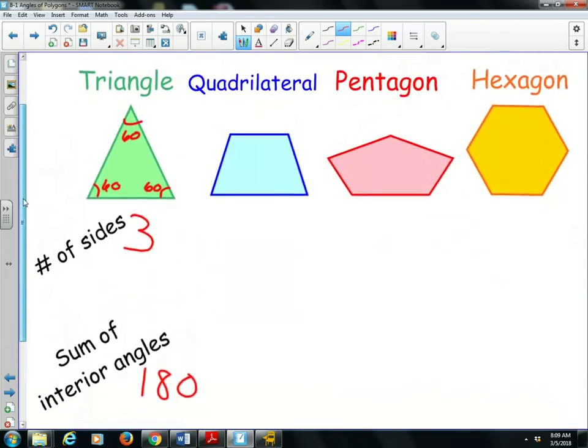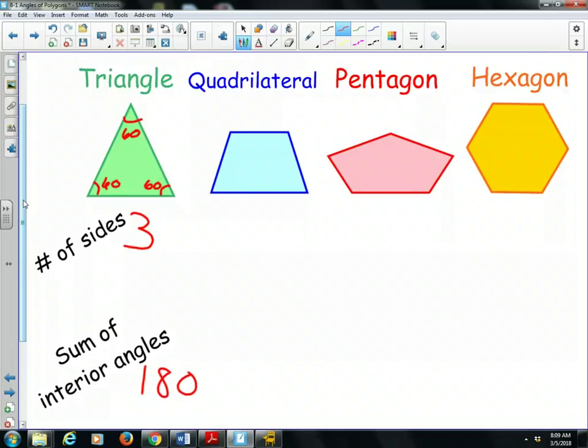So how about the quadrilateral? Well, a quadrilateral has 4 sides. Now just think with me here for a moment. You guys probably already know this one. But if I were to draw a diagonal from here to here, how many triangles does that make?